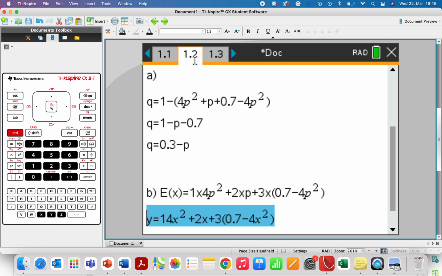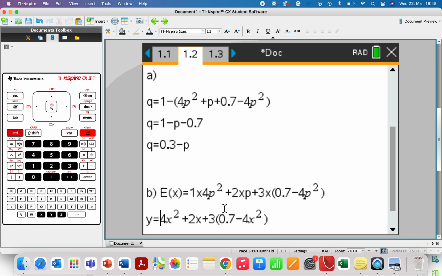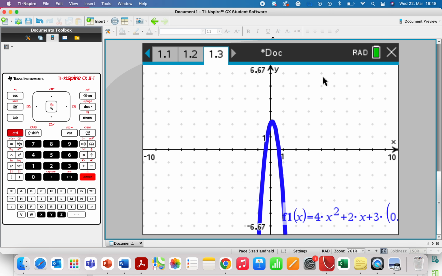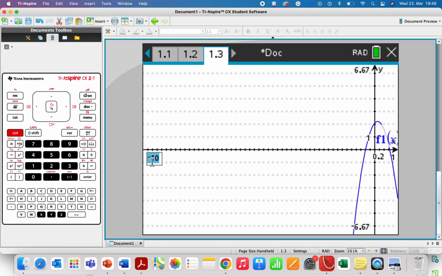So what was it? It was 1 times 4x squared. So that's just 4x squared, right? Plus 2 times p, so that was 2x, and then 3 times. Okay, so that is 4x squared plus 2x plus 3. Yeah, that looks good. And let's go graph that. Fantastic. And then we want to find, if I do a little change of the scale here, I'll change that to 1, and I'll change this to negative 0.1.